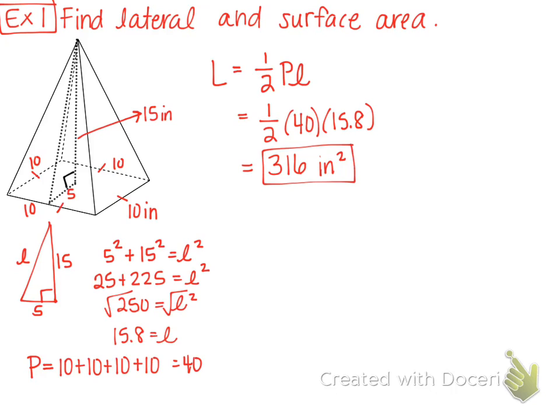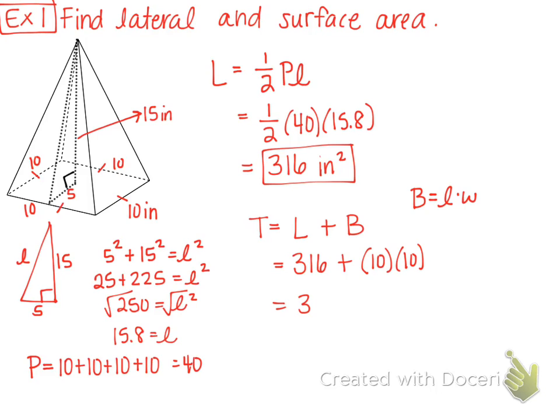So that's my lateral. Now my total is equal to the lateral plus the base. Now the base in this case is a square. So I'm going to use length times width. So we have 316. We found our lateral, plus the base, in this case, is going to be length times width. So the length is 10 and the width is 10. So we have 316 plus 100. So my total surface area is 416 inches squared.